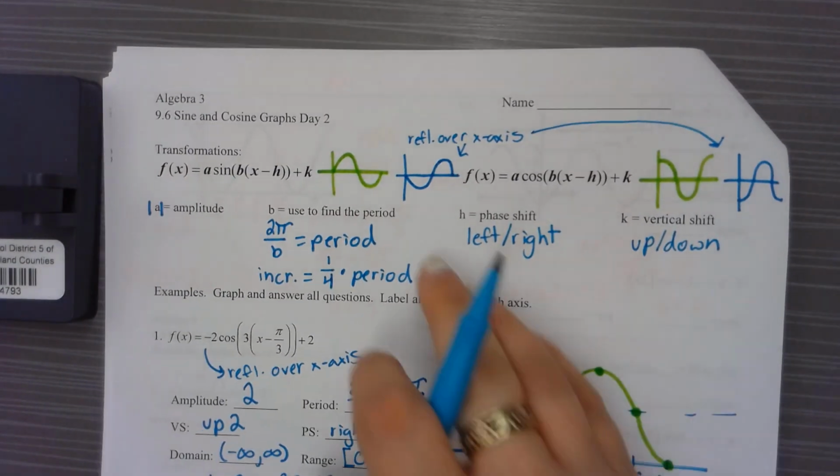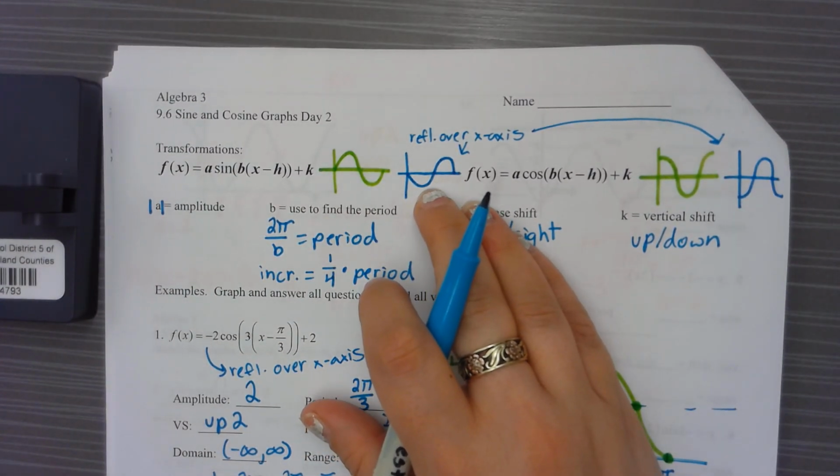Okay, so this again goes back to that shape of that reflected sine graph. It should still have that same shape.